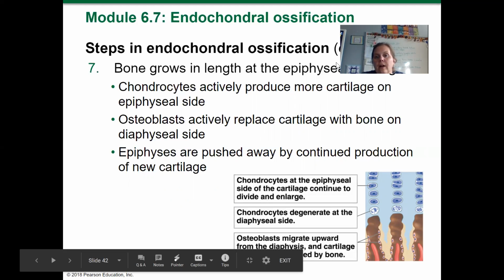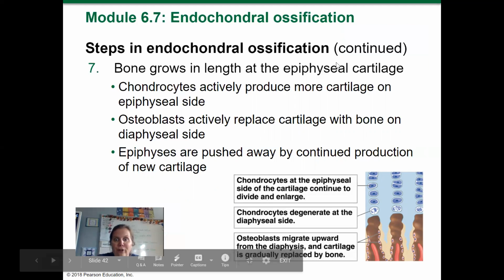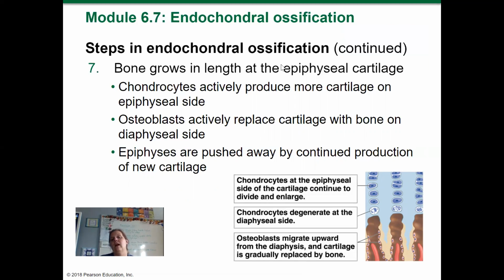So then bone growth, bone grows in length. I just cannot find a happy spot for myself here. There we go. Bone grows in length at the epiphyseal cartilage, and those chondrocytes produce more cartilage. The osteoblasts continually make more bone. And what happens is you get these epiphyses, the ends, which are consistently pushed away, and that's when you get to bone lengthening. Okay, this is part of, well, it's about to be part of what happens during puberty.